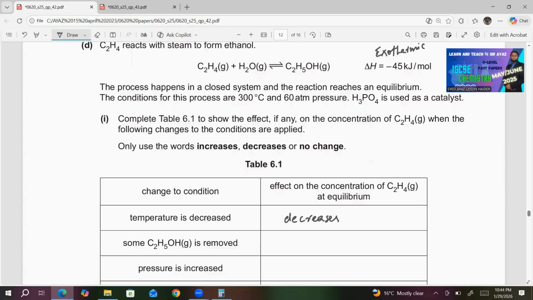Some C2H5OH is removed. So we are removing C2H5OH. What will happen? The equilibrium will shift to the right hand side. Again, it means the concentration of C2H4 will decrease. So decreases.